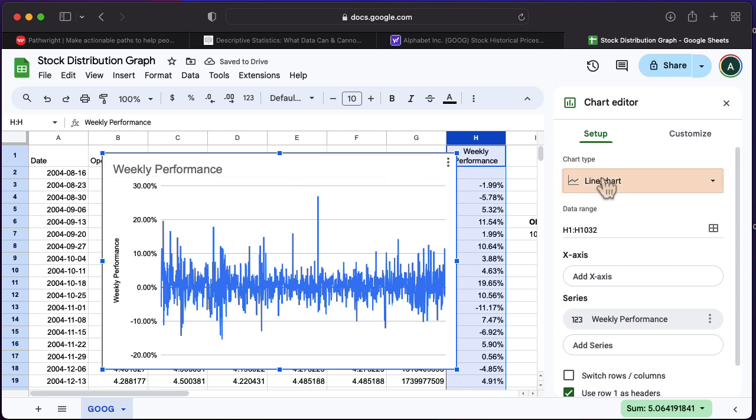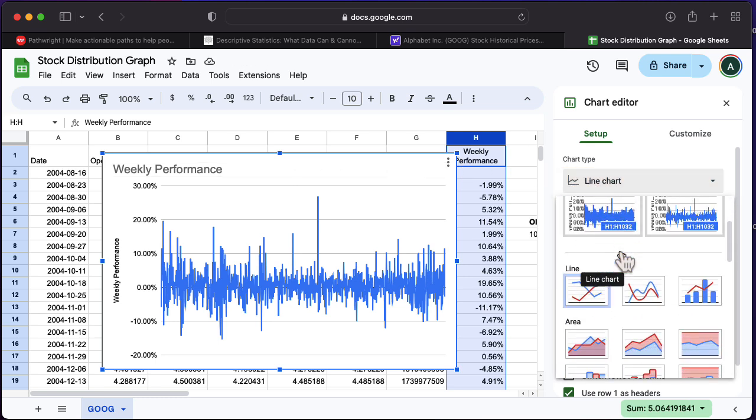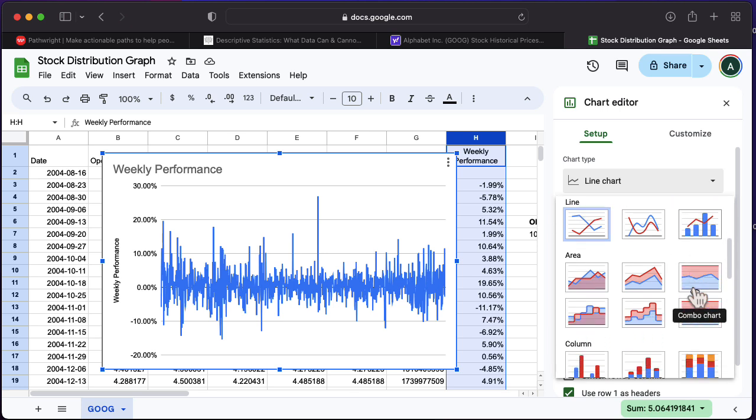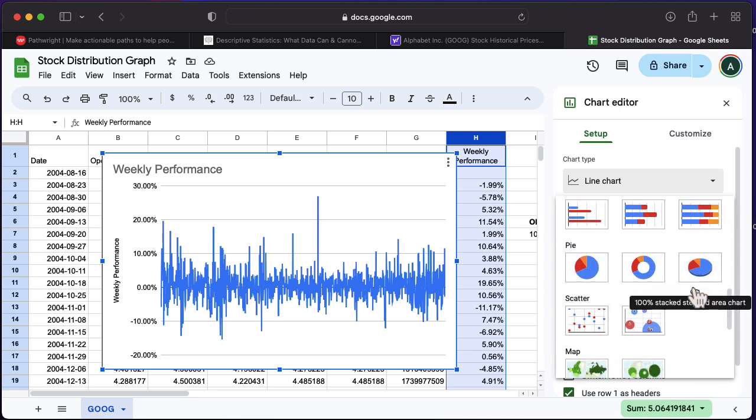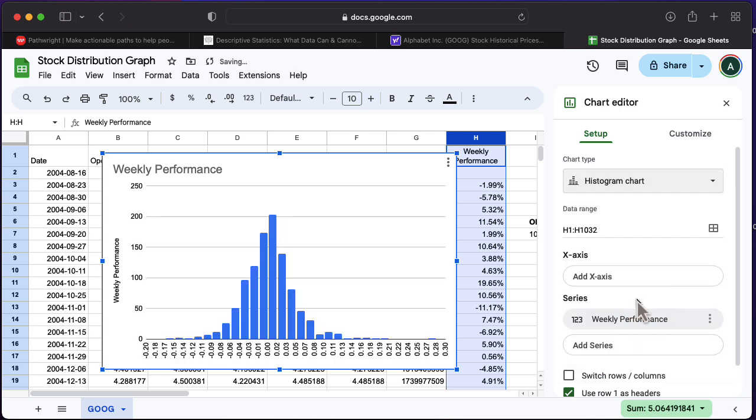And it defaults to a line chart. We are going to head to a, let's see, column chart. I'd really like to see histogram chart. And that is a histogram chart of weekly performance for Google stock. A couple observations. That looks kind of bell-shaped, doesn't it? Now, it doesn't look exactly bell-shaped. Nobody would think of that as being an exact bell curve or normal distribution.